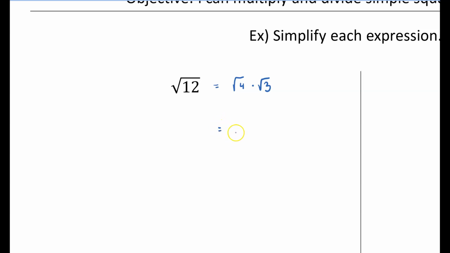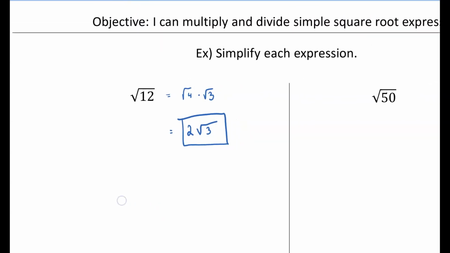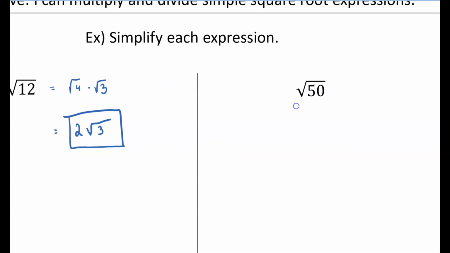I identified a perfect square, and I rewrote this. And now I'm just going to simplify. The square root of 4 is 2, and the square root of 3 cannot be simplified. So I'm done. Square root of 12 is 2 root 3. Now this should seem familiar. You covered this in Math 2. Examples like this. So we're starting off hopefully with something that's familiar.